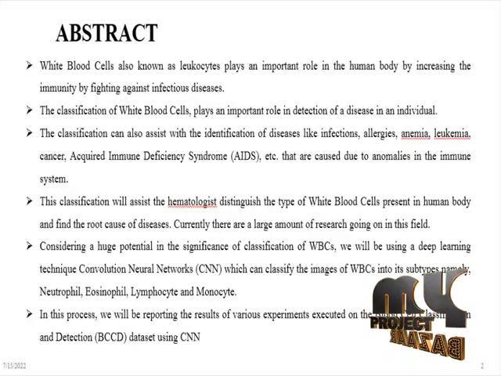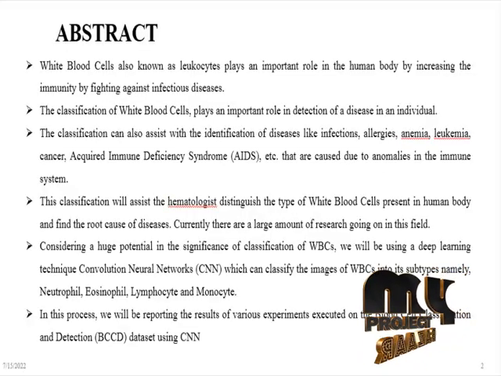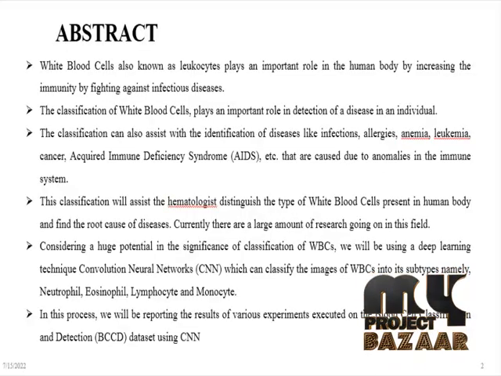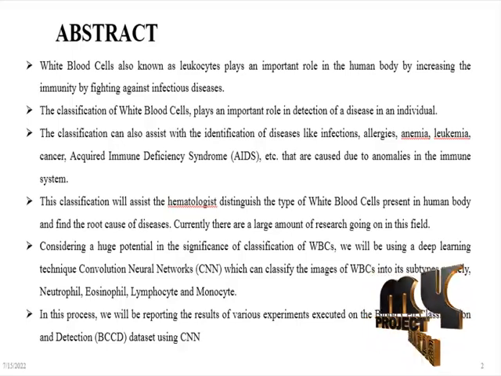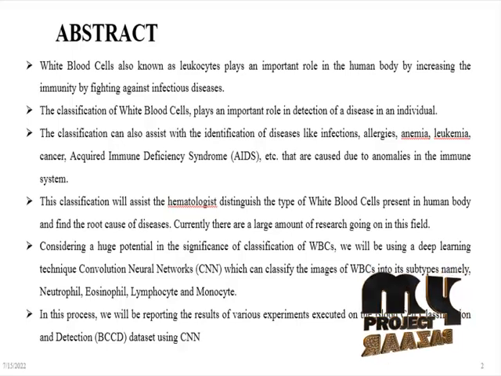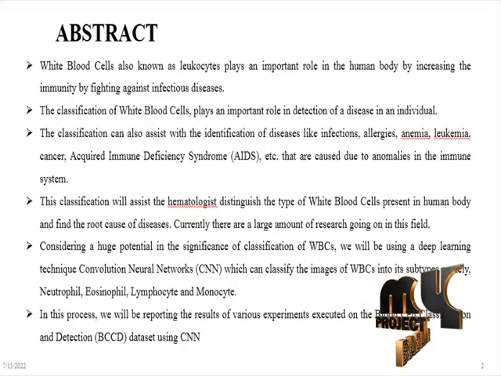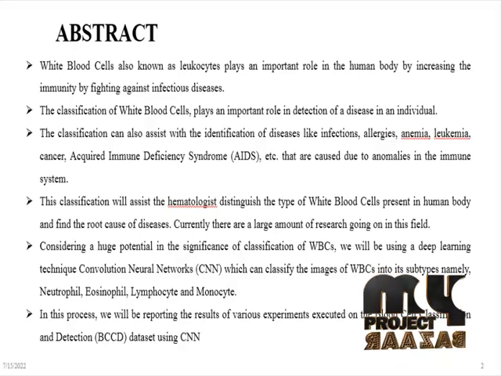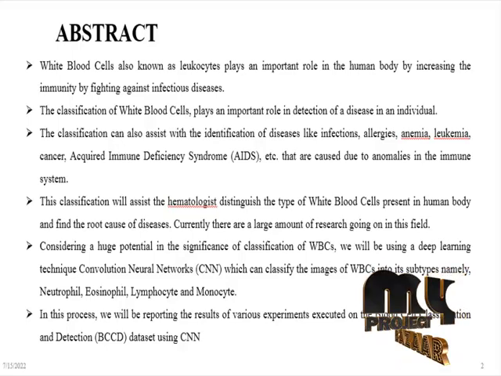The title of the project is An Efficient Multi-Level Convolutional Neural Network Approach for White Blood Cells Classification. And the abstract of the project is: white blood cells, also known as leukocytes, play an important role in the human body by increasing immunity and fighting against infectious disease. The classification of white blood cells plays an important role in detection of disease in individuals.